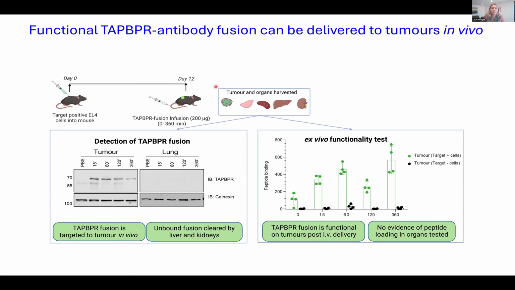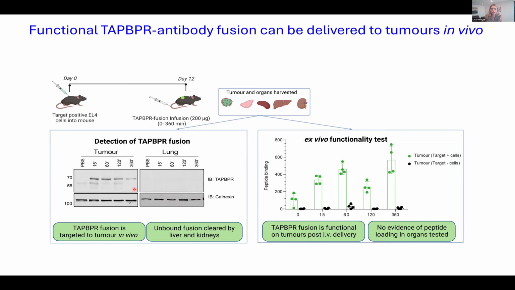We've also tested whether it's possible to deliver TAPBPR fusion proteins onto tumours in vivo. To do this, we had mice bearing subcutaneous tumours expressing their target protein, and then we IV infused them with our TAPBPR fusion proteins. We then harvested the tumours and the organs from the animals between 15 minutes and 6 hours post-IV infusion, and then we probed for TAPBPR presence.